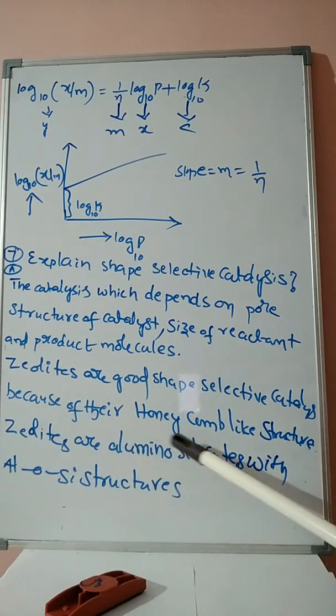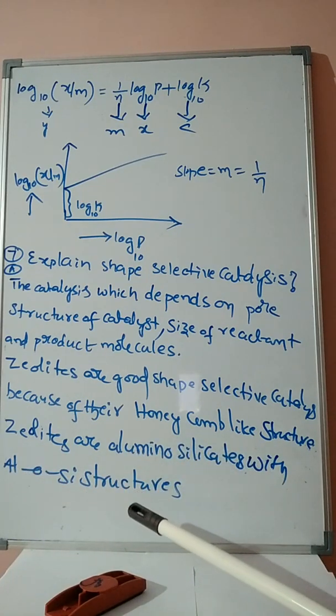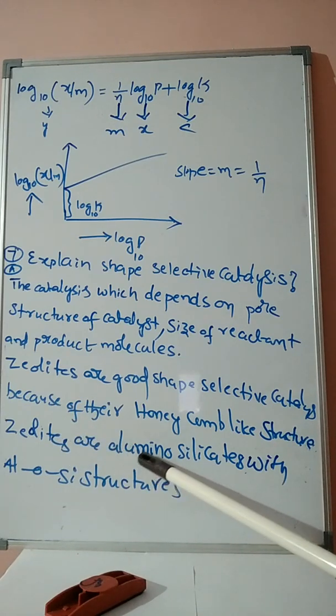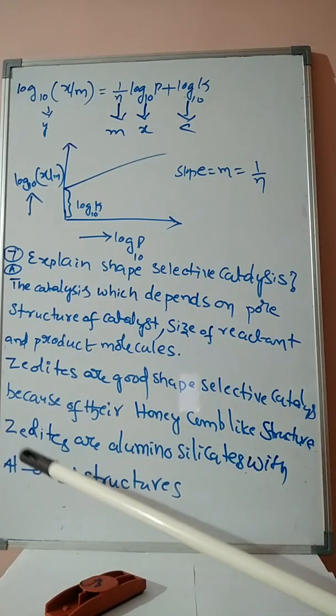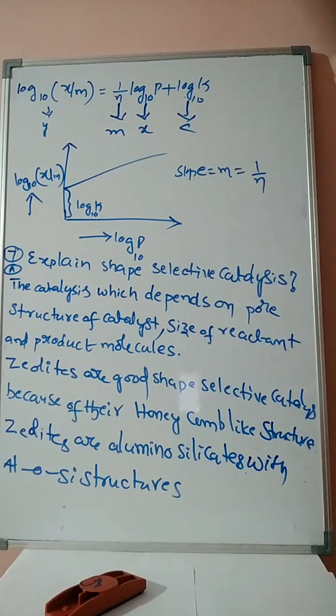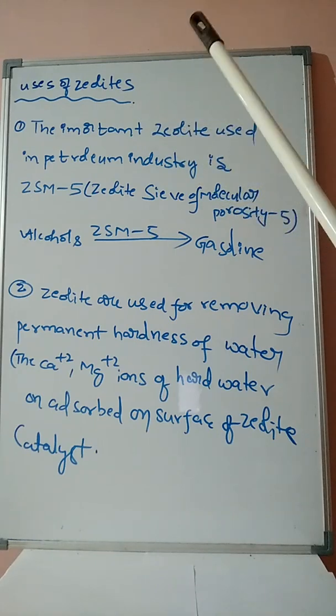Zeolites are aluminum silicates with aluminum oxygen silicon structures. Sometimes in examination, what are zeolites? Zeolites are aluminosilicates with aluminum oxygen silicon structure. Copy this, student.